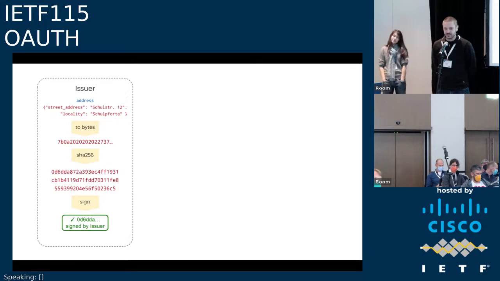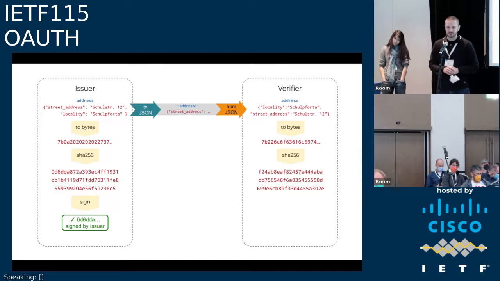When an issuer creates the SD-JWT, it takes the data, in this case an address claim with a street address, locality, and so on. Then it transfers that to a byte string, obviously, to then hash that and sign it. So that's a very simple process. Next slide, please. Now there's a complication.